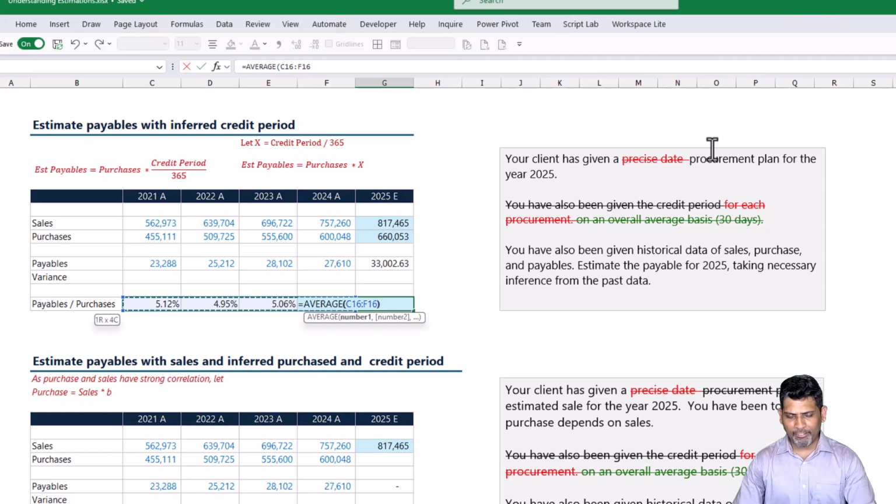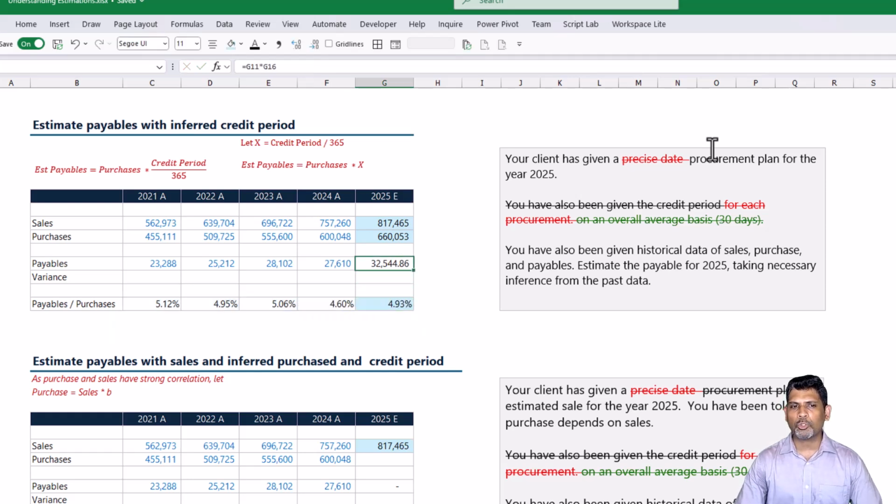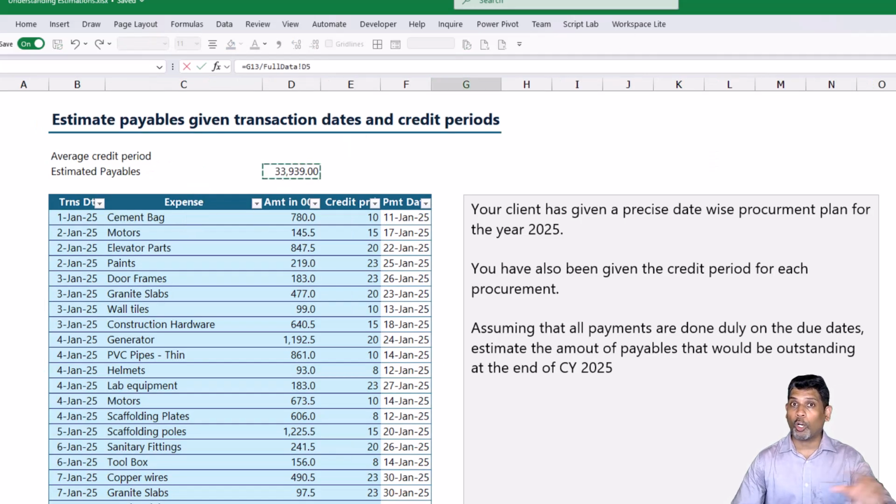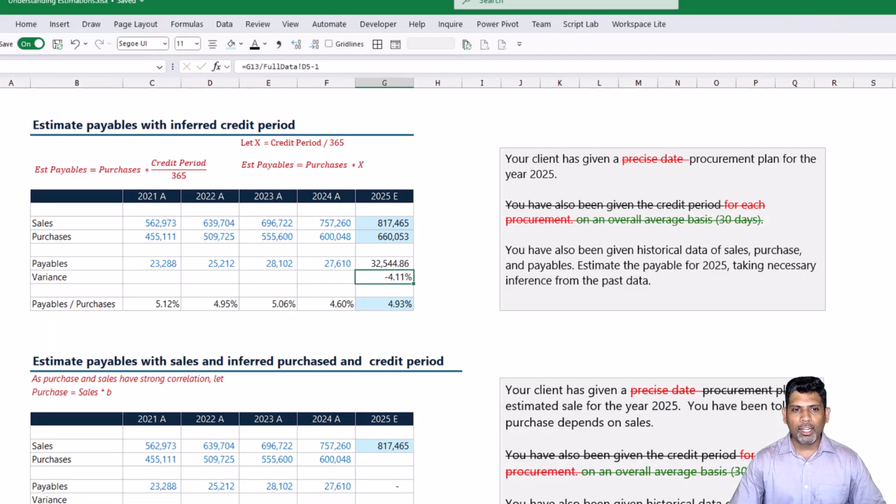When I take it as an average of the past, this number comes to around 32,544. This 32,544, when I compare it with what we originally got, where we had all the data, is around 4% away. So the variance is 4%. It's not accurate, but it's still within the ballpark. It's not too bad compared to what we saw earlier, a 20% variation, right?